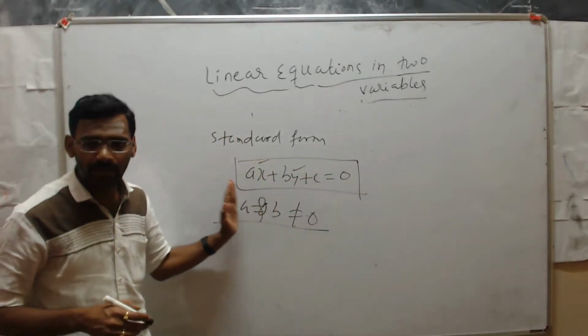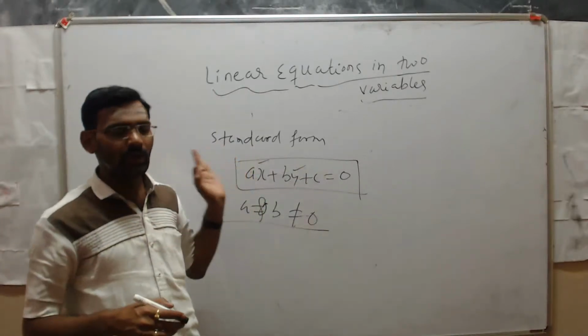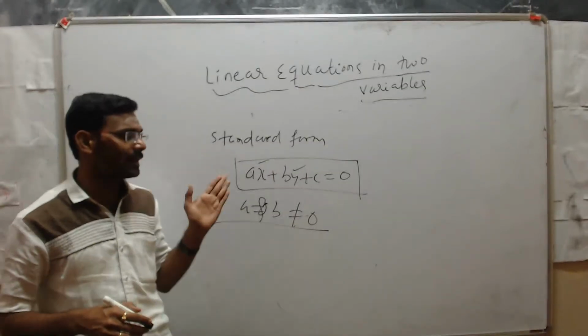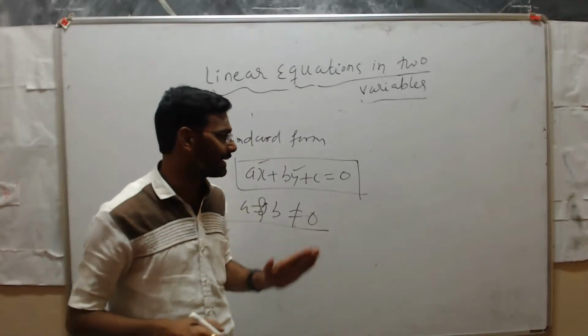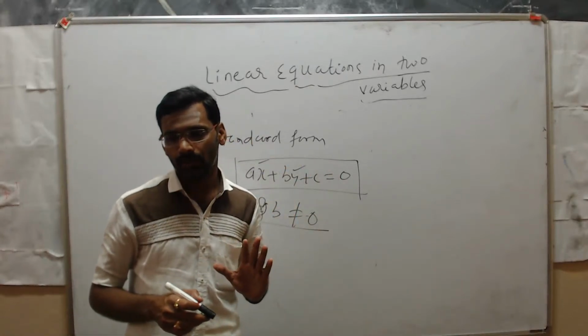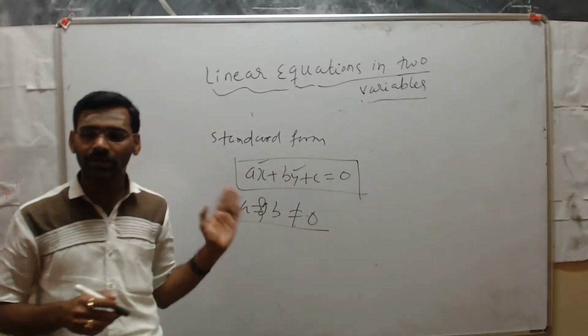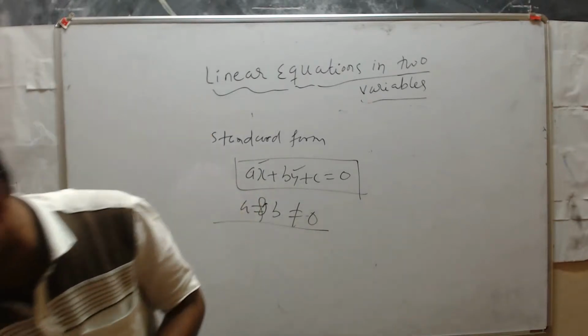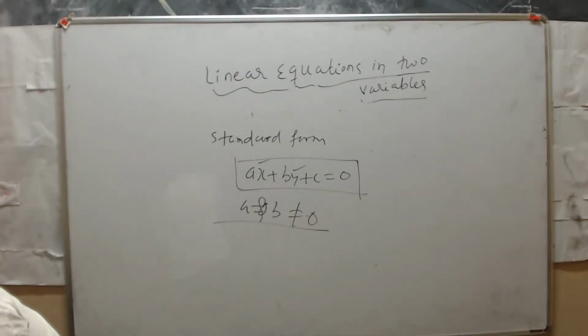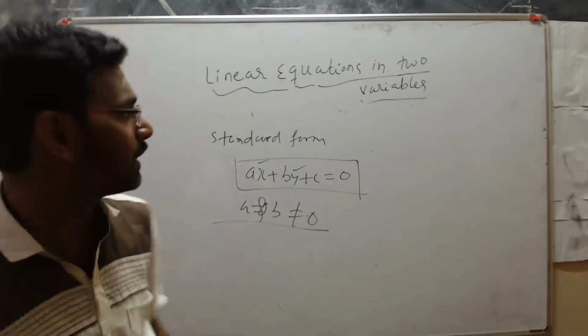And a and b are always not equal to 0. A is the coefficient of x, b is the coefficient of y, and c is the constant term. Also, a linear equation in 2 variables will have how many solutions? Infinitely many solutions. Let's start exercise 10.1.